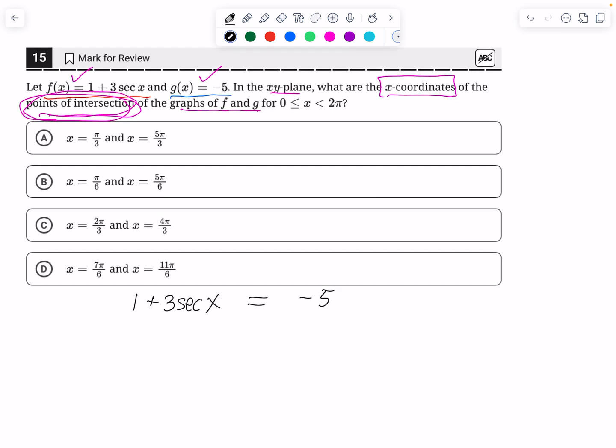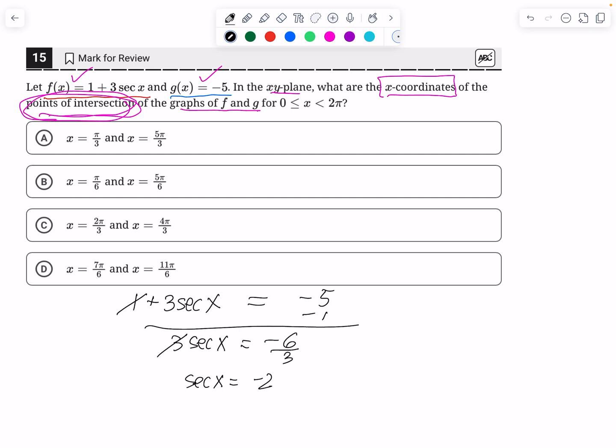So we solve for x. We're going to subtract 1 on both sides, and so we have 3 secant x equals negative 6. Divide 3 from both sides, and we have secant x equals negative 2.